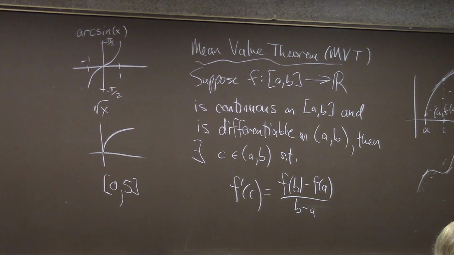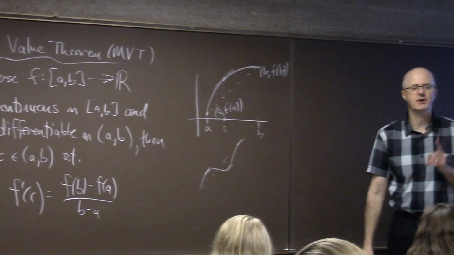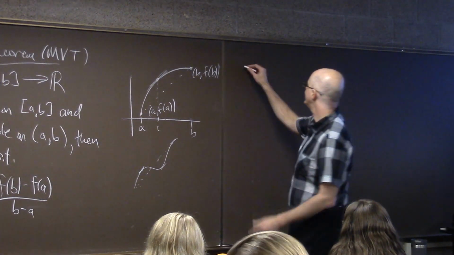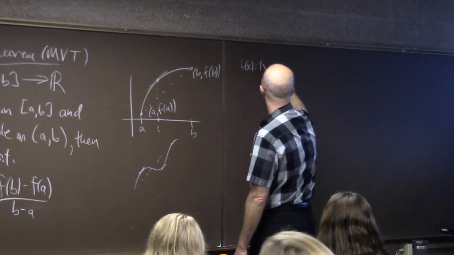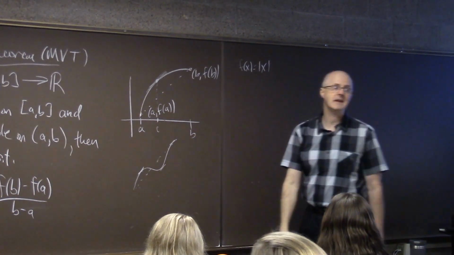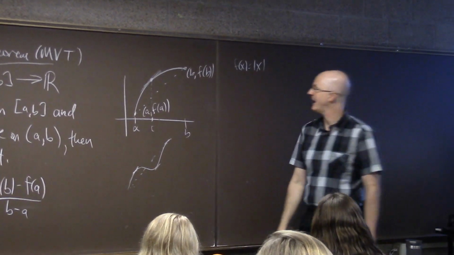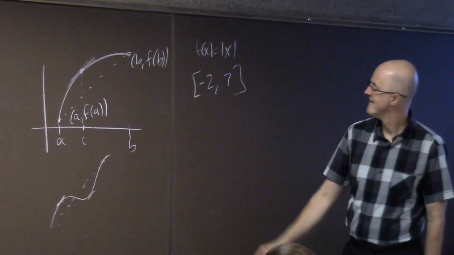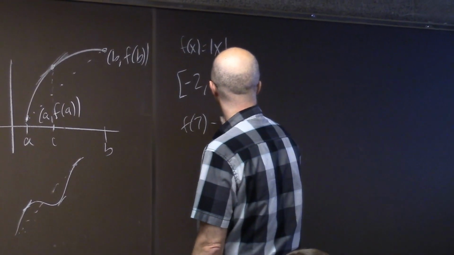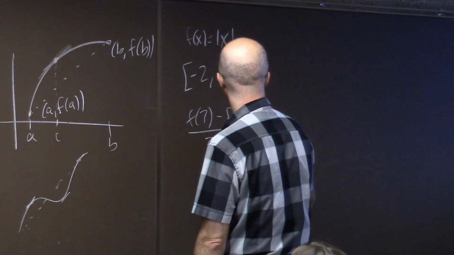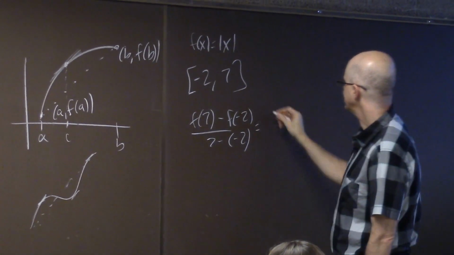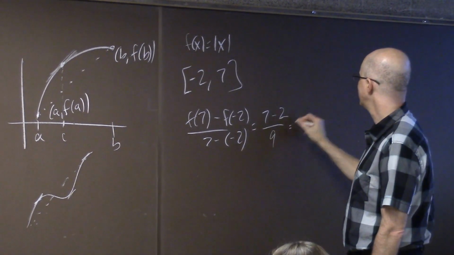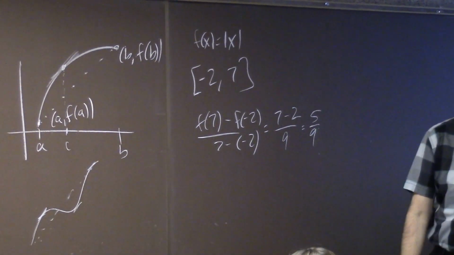You should also know, as a real basic thing, that if your function fails to be differentiable at even one point, the conclusion might not hold. And the simplest example is the absolute value function. Take it to be on any interval where A is negative and B is positive. For example, the interval from -2 to 7. f of 7 minus f of -2 over 7 minus -2. That'll be 7 minus 2 over 9. 5/9 is the slope of the secant line.